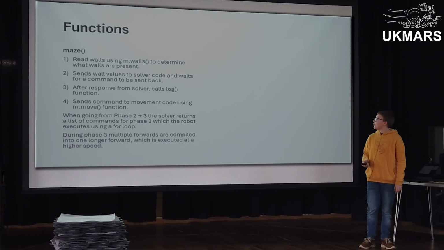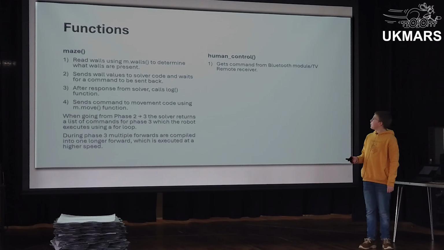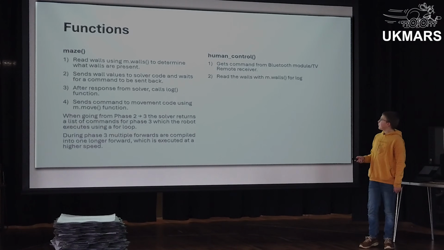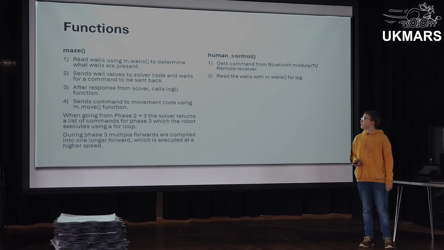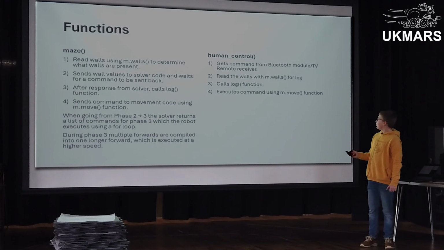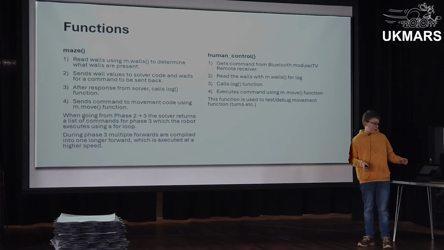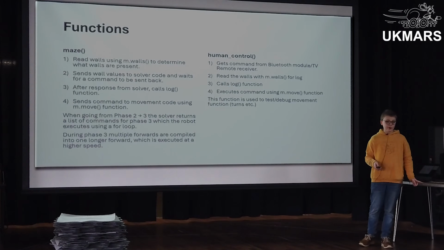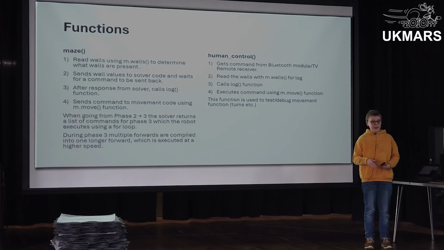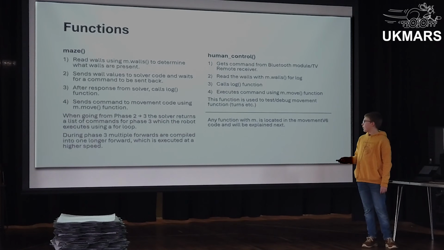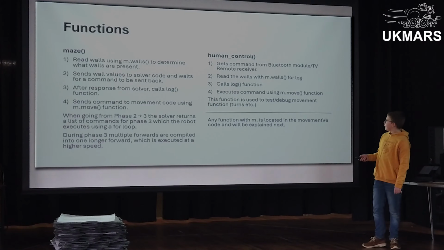at a higher speed. Then human control gets a command from the Bluetooth module or TV remote, then reads m.walls for the log, then calls the log function, then executes the command using m.move. This function is used for debugging and testing movement functions. So if we want to know if our robot is turning left enough, we can use human control. And any function with m. is located in the movement program, which will now be explained.